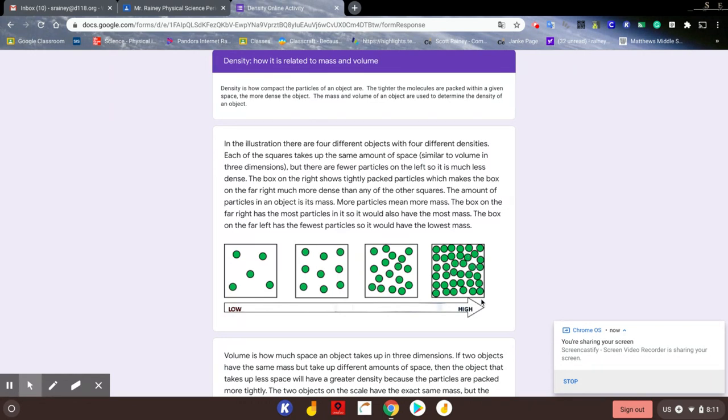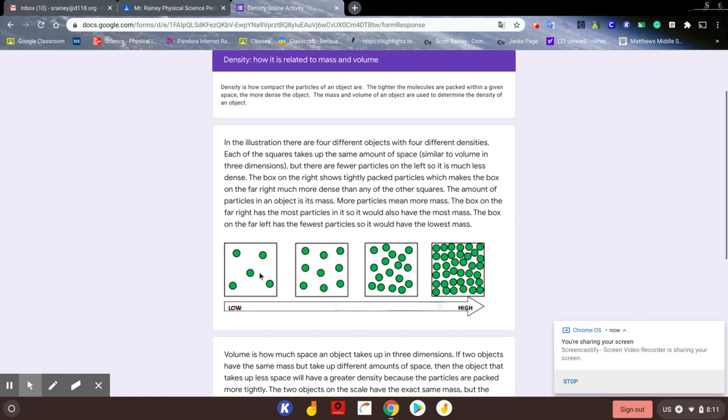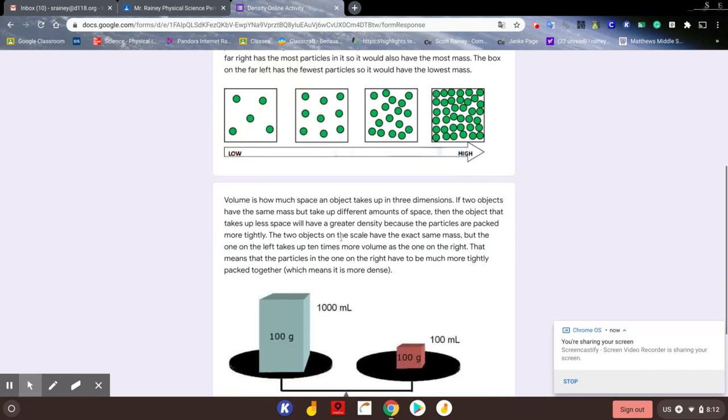The amount of particles in an object is its mass. More particles means more mass. The box on the far right has the most particles in it, so it would have the most mass. The box on the far left has the fewest particles, so it would have the least amount of mass.